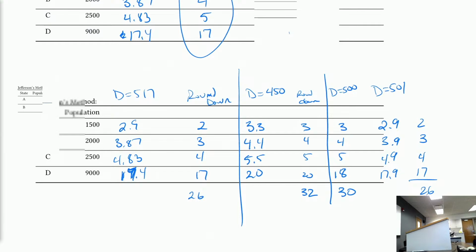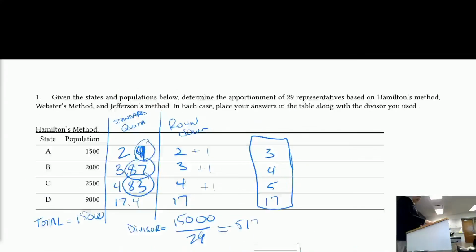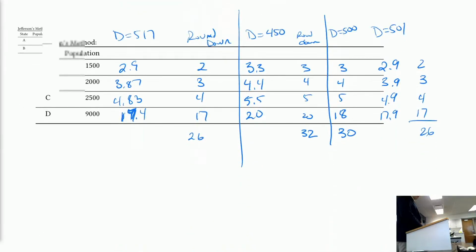The problem with this is that when you decrease from 501 down to 500, all 4 of them end up gaining a seat. And so you go from 26 to 30. There's no way to get, how many do I want? 29? Yeah, there's no way to get 29 with this.